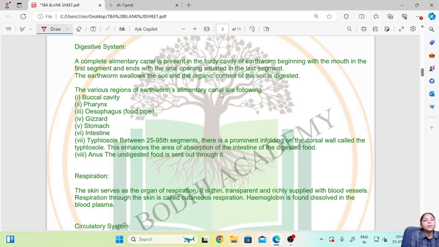A complete alimentary canal is present in the body cavity of earthworm, beginning with the mouth in the first segment and ends with the anal opening situated at the last segment. So the alimentary canal is complete. Then the earthworm swallows the soil and the organic content in the soil is digested. So as we said, it feeds on the dead and decaying organic content which is present in the soil.